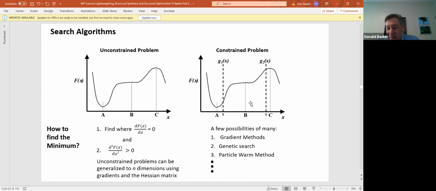At point B, x equals B, you'll find the first derivative equals 0 there, but you're at some local minimum or maximum. You're not at a global minimum or maximum within the constraints. So under the scenario on the right, constrained problems become a lot more complicated. There are scientists and engineers who have spent their entire careers developing algorithms to search constrained design spaces. And the most popular method for searching this type of design space is called a gradient method.